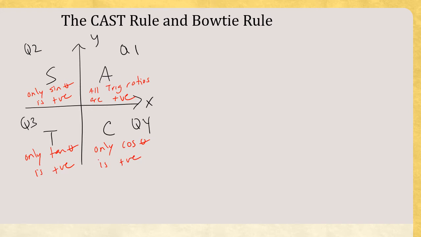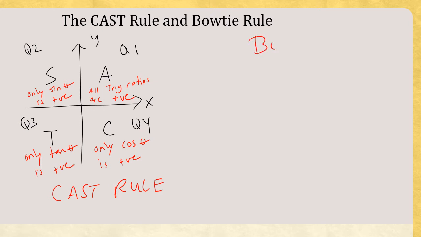So we're going to have terminal arms that show up in those quadrants. That just helps us quickly come up with the sign of them, meaning positive or negative. So they're either all positive, only sine and the other two are negative, only tan and the other two are negative, only cos and the other two are negative. And that is our CAST rule.